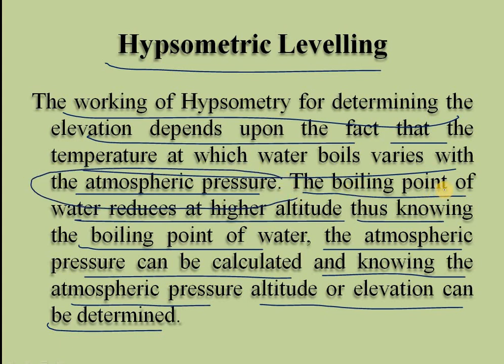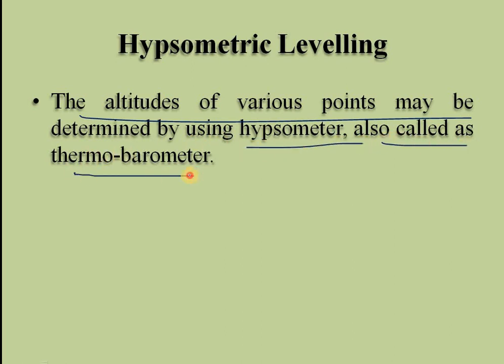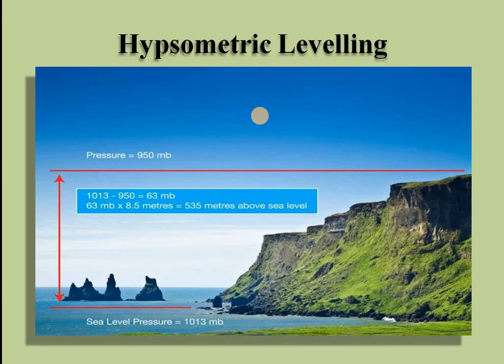So the boiling point of water reduces at higher altitude. Knowing the boiling point of water, the atmospheric pressure can be calculated, and by knowing the atmospheric pressure, the altitude or elevation is determined. The altitudes of various points may be determined by using a hypsometer, also called a thermobarometer. So this is the hypsometric process.